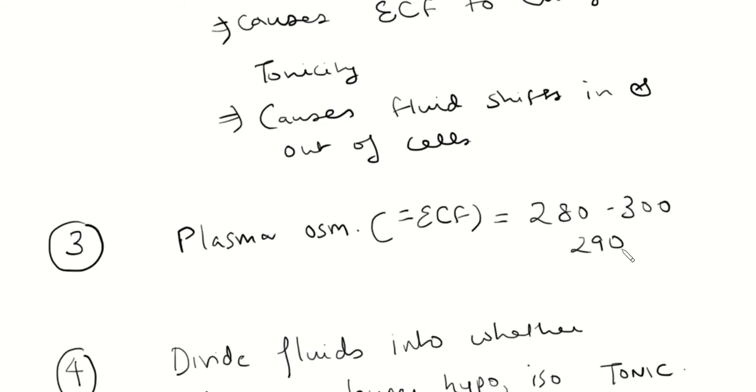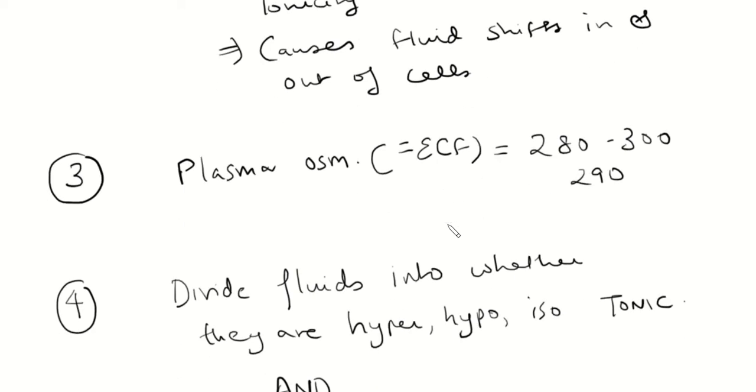Okay, we talked about plasma osmolarity. What is normal? 290. It runs between 280 to 300. And again, plasma osmolarity is the same as extracellular fluid osmolarity. Interstitial osmolarity equals intracellular osmolarity.